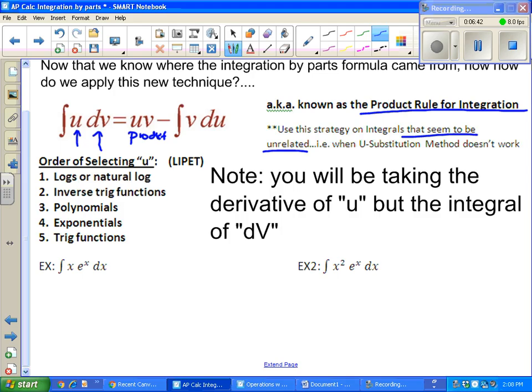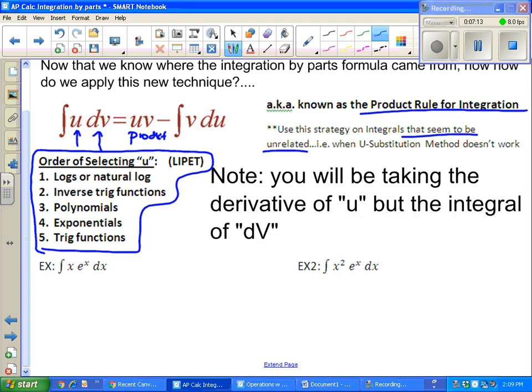All right. This is something that you won't need immediately, but as you start working some of the later problems, a lot of times students have shortened this to LIPET. This is the order of selecting your u. How do you know what part to be the u, and how do you know what part to be the dv? So I'm going to do logs and natural logs first. Inverse trig functions, we don't see those too often, but they do show up sometimes. Polynomials are really, really common, and I'm really not wanting to do exponentials or trigs unless I absolutely have to.